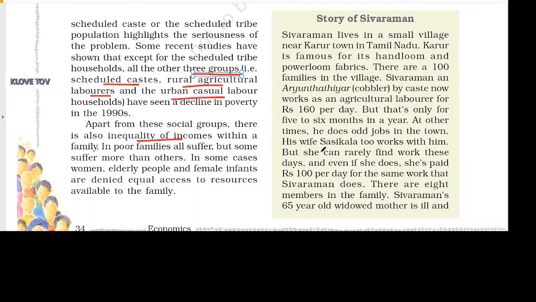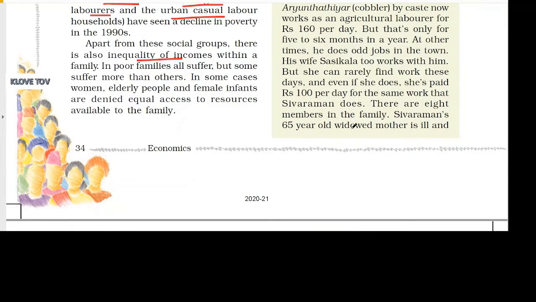Story of Sivaraman. Sivaraman lives in a small village near Karur town in Tamil Nadu. Karur is famous for its handloom and powerloom fabrics. There are 100 families in the village. Sivaraman, a Gounder by caste, now works as an agricultural laborer for rupees 160 per day, but that's only for 5 to 6 months in a year. At other times, he does odd jobs in the town. His wife, Sasikala, too works with him, but she can rarely find work these days, and even if she does, she is paid rupees 100 per day for the same work that Sivaraman does.